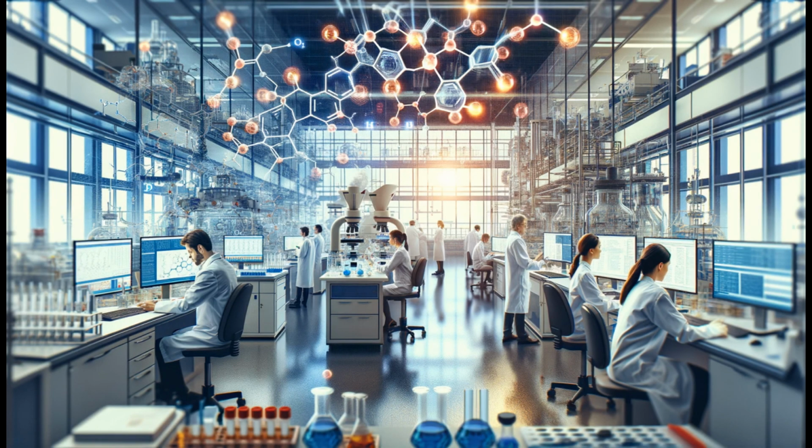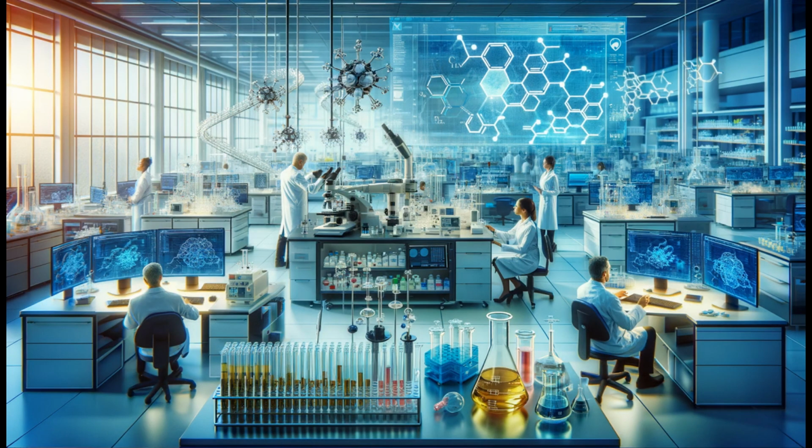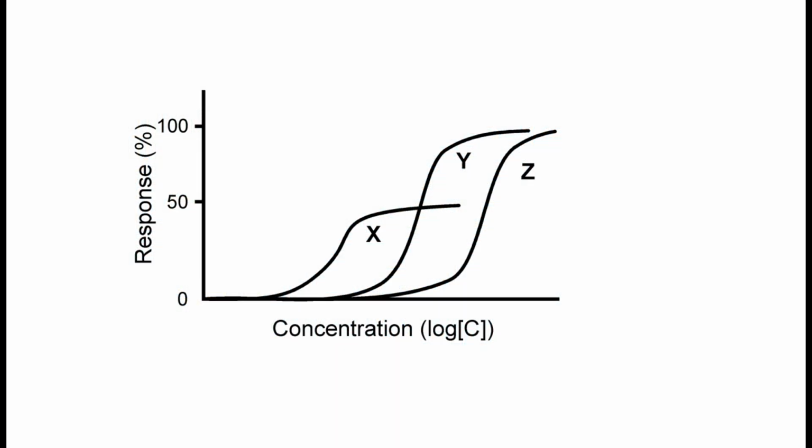Let's start. A pharmaceutical company is developing a new bronchodilator agent. The graph shows concentration response curves for three investigational drugs X, Y, and Z, describing their effect on bronchial smooth muscle relaxation. Based on these data, which of the following best describes the relationship among these three agents?